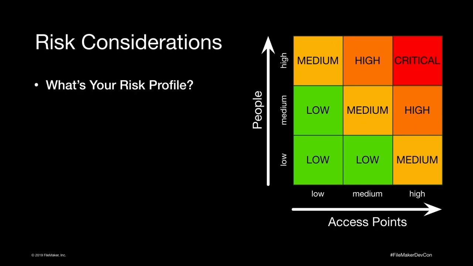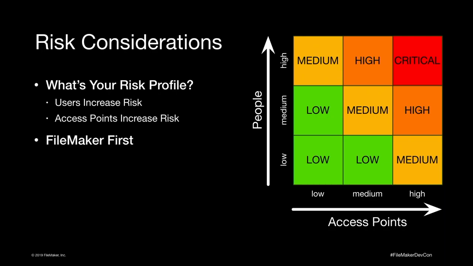So, what does your risk profile look like? How many users do you anticipate? And on which platforms? Go, Pro, custom web publishing, or perhaps data API. What's your mix? And remember, more users equal greater risk. Access points exist to support communications in and or out, so naturally, each introduces a potential point of vulnerability, which obviously increases risk.